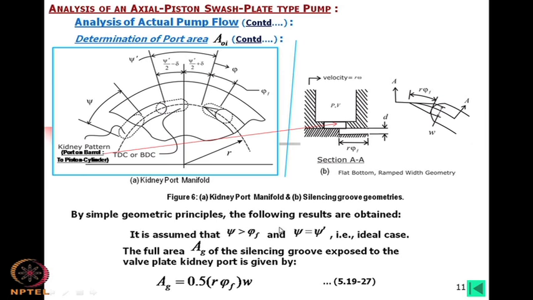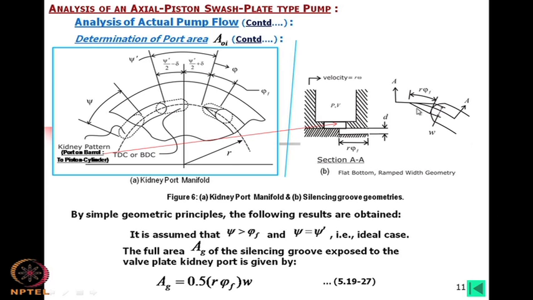By simple geometric principle, the following results are obtained. It is assumed that this angle is greater than this angle, and we have assumed also this angle is equal to this angle, and the small variation for the spread of the right hand side of this axis and left hand side of this axis is not considered in this analysis at all.